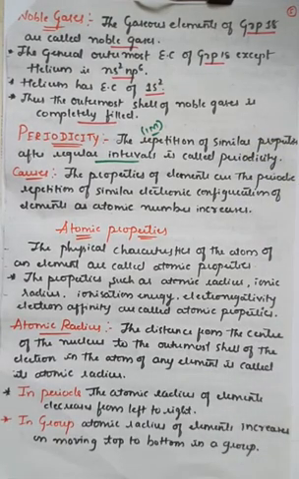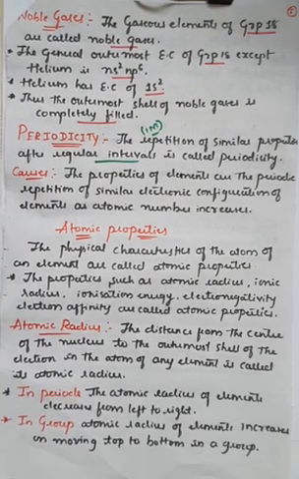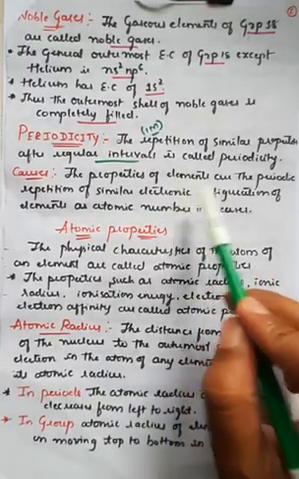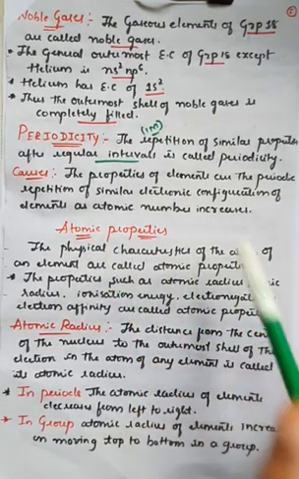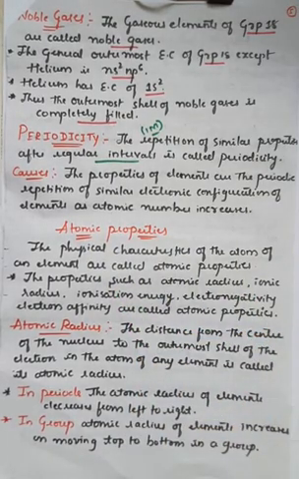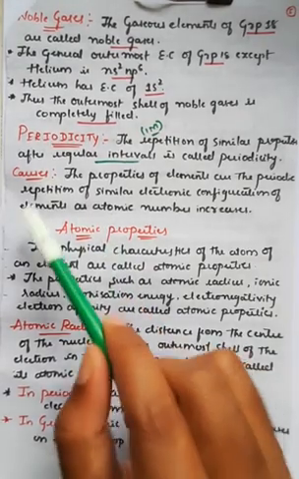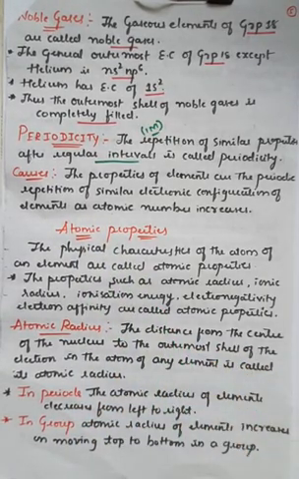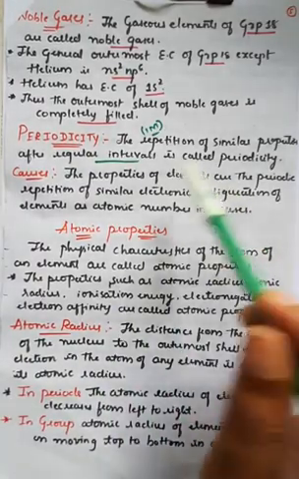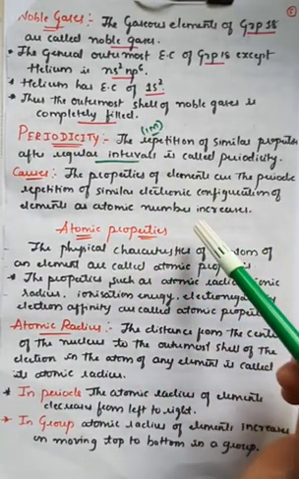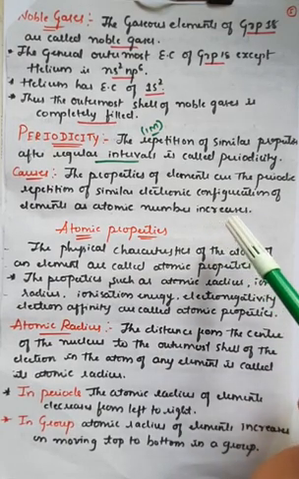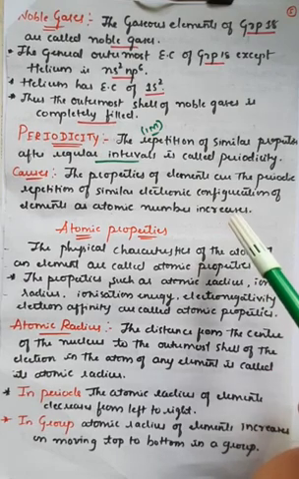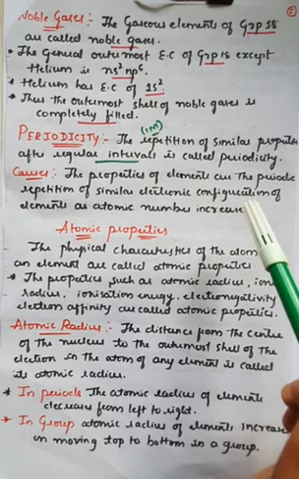And what is the main cause of periodicity, why the same characteristics or properties are carried through different elements? The properties of elements are the periodic repetitions of similar electronic configuration of the elements as the atomic number increases. Whenever there is an increase in the atomic number, some elements have the same properties, and that is generally called periodicity in the periodic table.